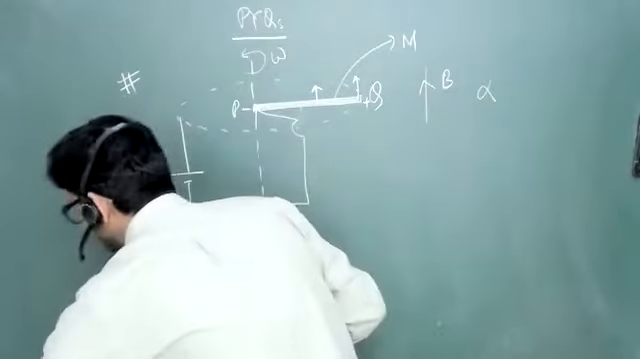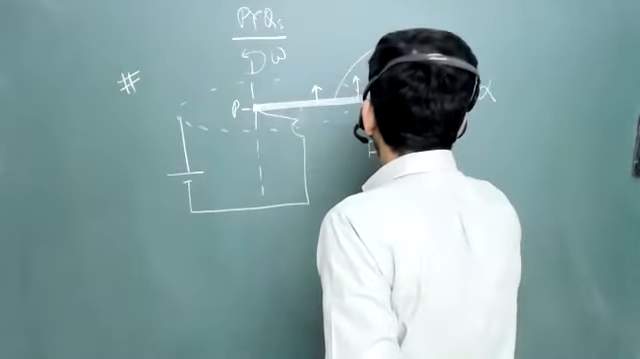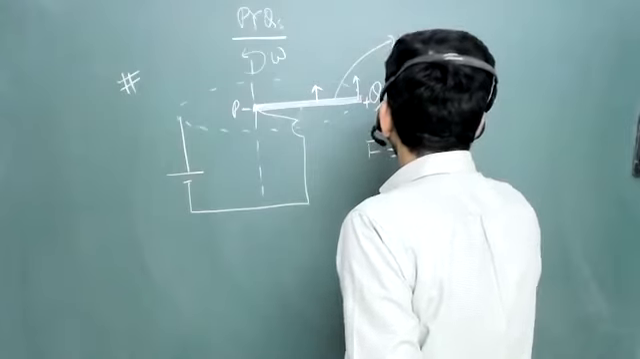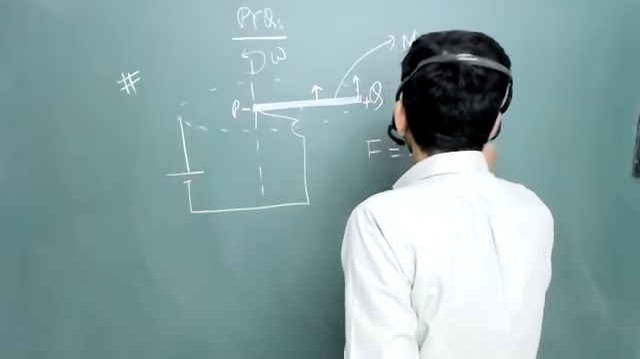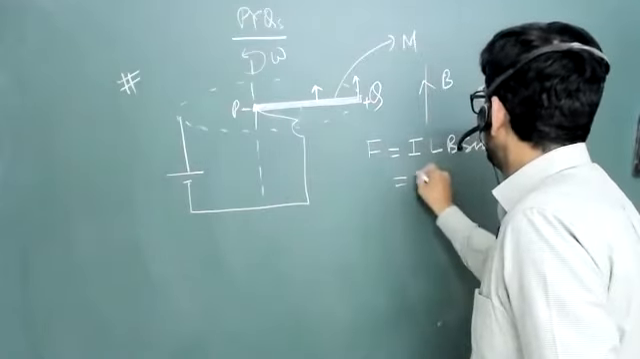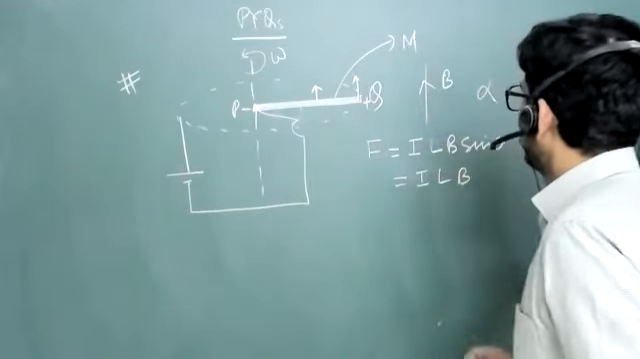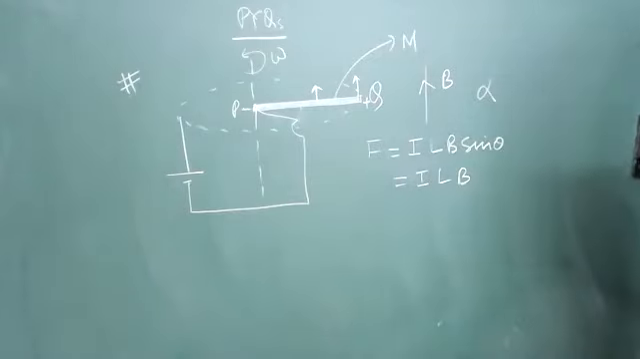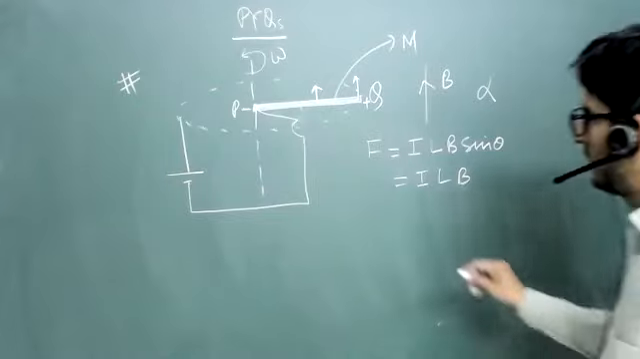Force on a rod, F is equal to I dl cross B, that is I L B sine of theta, and here theta is 90, right? So it will become I L B, right? Suppose L is the length of the rod. अब देखो, हमें बड़े ध्यान से देखना होगा टॉर्क.